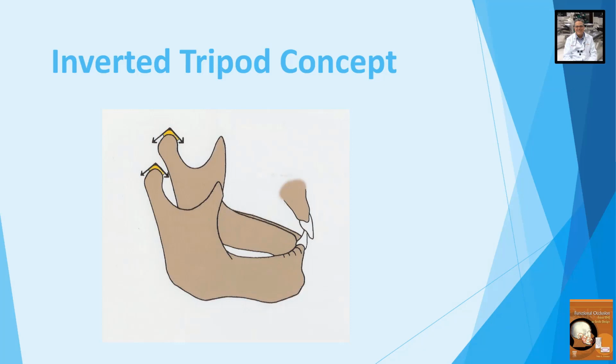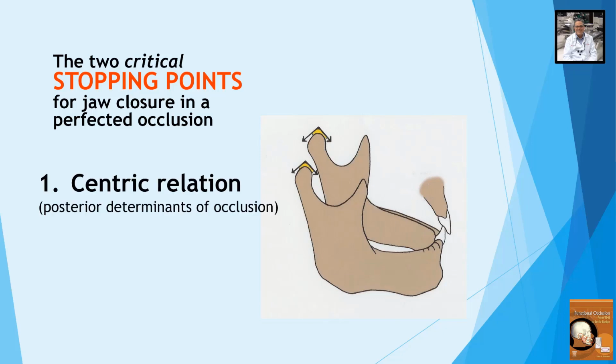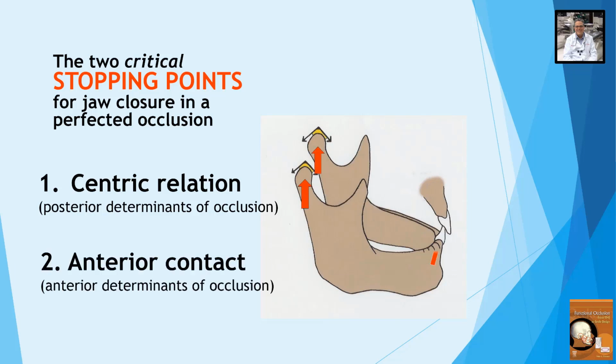We ended last lecture with a summation by Dr. Dawson of what he titles the inverted tripod concept. And from that, he spoke of there being two critical stopping points for jaw closure in a perfected occlusion. The posterior determinant is called centric relation, and the anterior determinant is the anterior contact of the front teeth. Think of it as a unit of the 6 anterior maxillary teeth opposing the mandibular teeth, not single teeth as this picture shows. And these are critical stopping points.